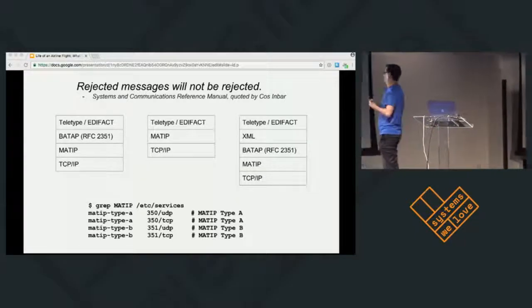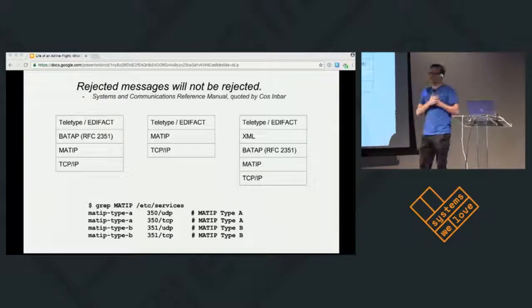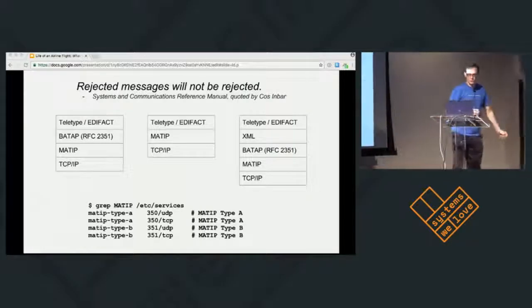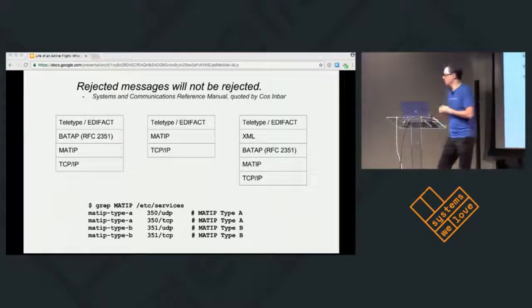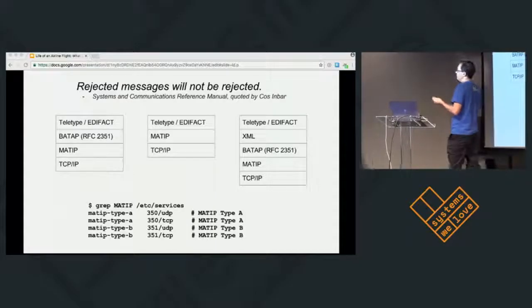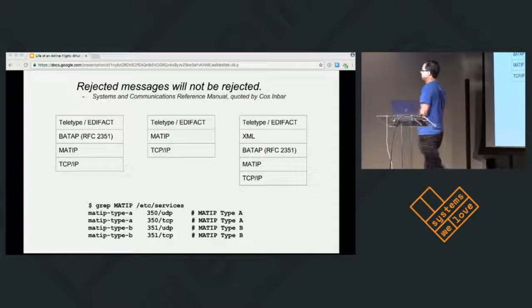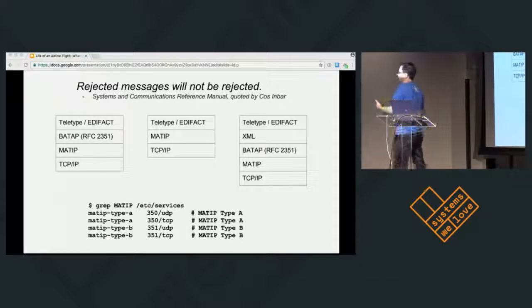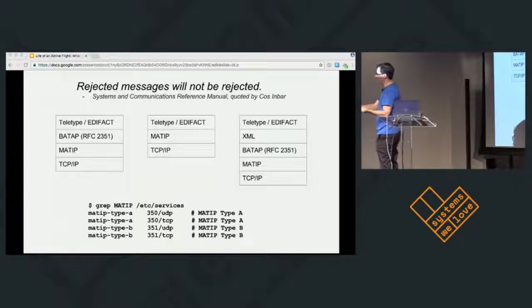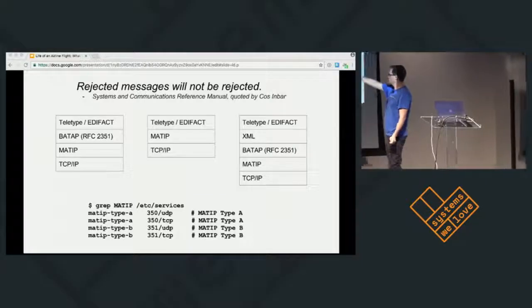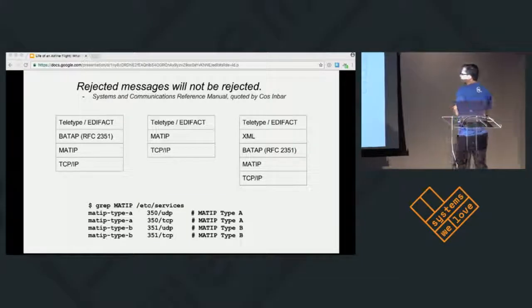If you grep your /etc/services, you will see MATIP is on several well-known ports, which is super cool. MATIP is basically just a container for airline messages. On top of that, you can have a bunch of things. You can have another thing called BATEP, which is a different container for airline messages, which has a nice RFC, and it uses the lovely RFC mapping to well-known ports trick. On top of that, you get the best things.